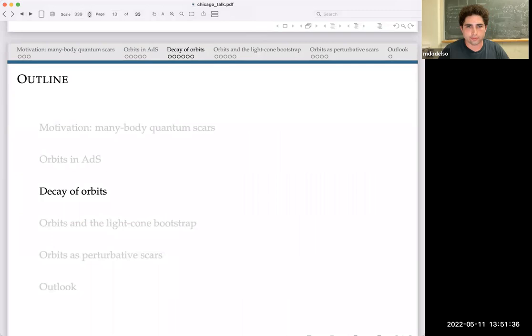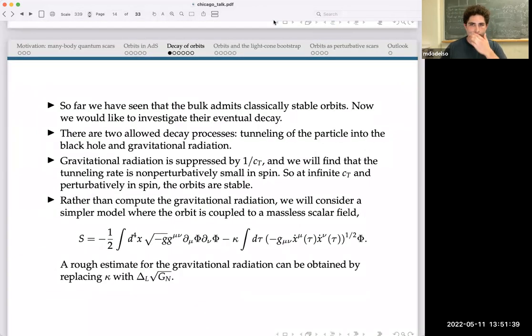Okay, so let's move on to their decay. The bulk admits classically stable orbits, but in the full theory, we want to understand their eventual decay. So let's think, what are the possible decay processes? One process is that the potential barrier is not infinite, it's finite, and so the particle can tunnel into the black hole. The other process is gravitational radiation. The orbit can emit gravitational radiation and lose energy to the gravitational field.